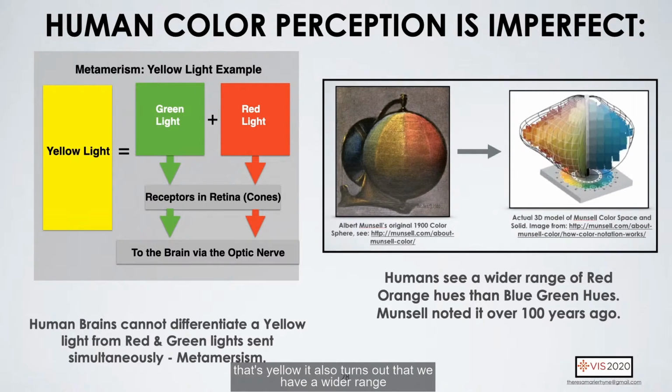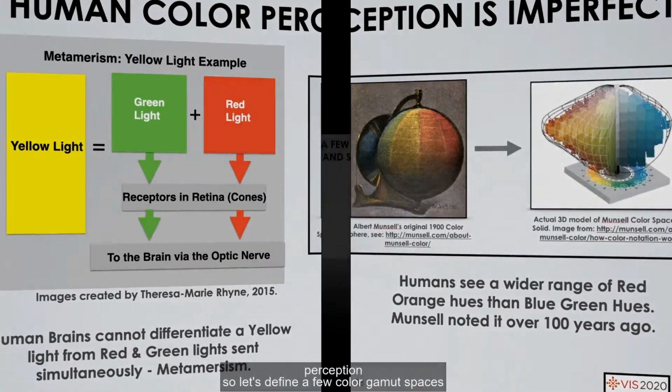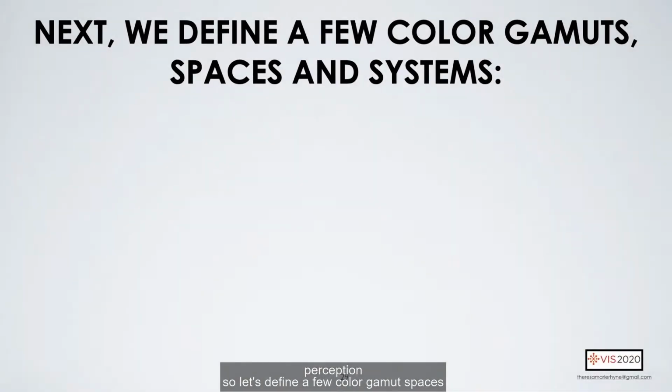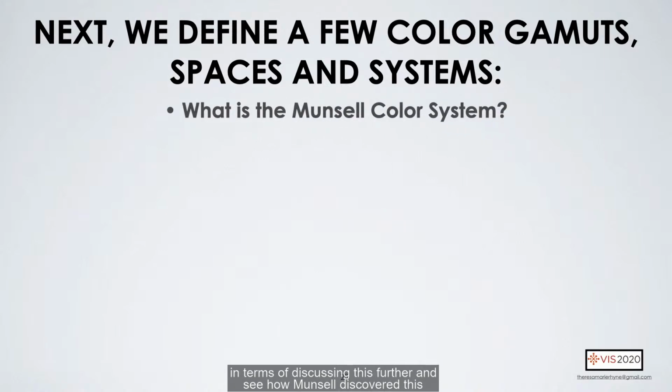It also turns out that we have a wider range of red and green hues than blue and green hues when we see this. Munsell discovered it, and that's why the spherical color model doesn't exist in terms of our world of human perception. You can do it, but it's not accurate in terms of human perception. So let's define a few color gamut spaces in terms of discussing this further and see how Munsell discovered this.